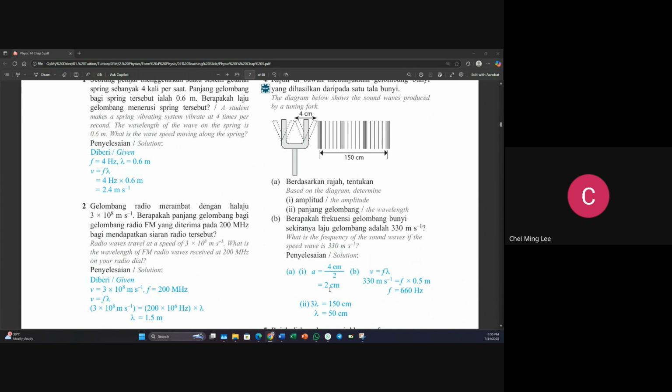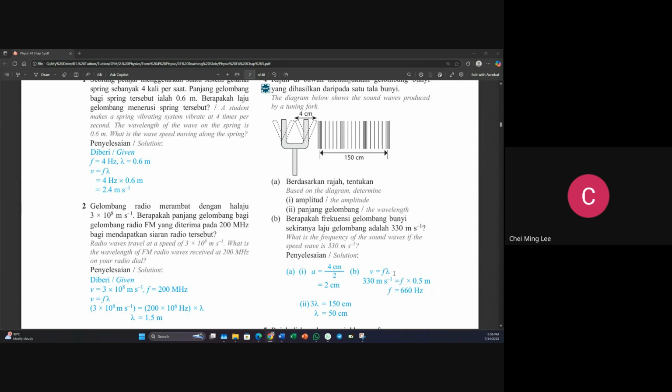Then the wavelength. You see, 1, 2, 3. In between there are 3 compressions and 3 rarefactions. 3 rarefactions means that there are 3 complete cycles within 150 cm. So we use 3 lambda equals 150 cm, so lambda equals 50 cm.